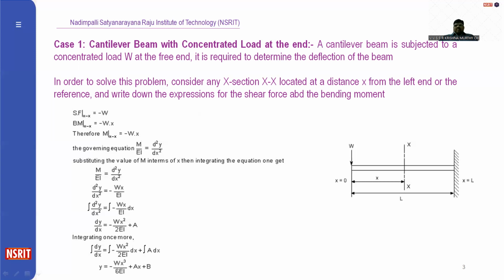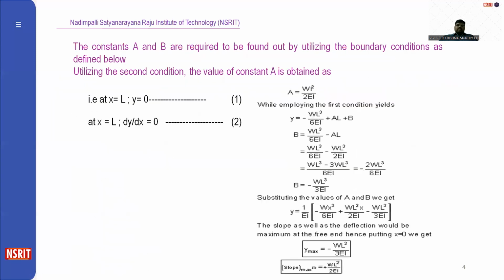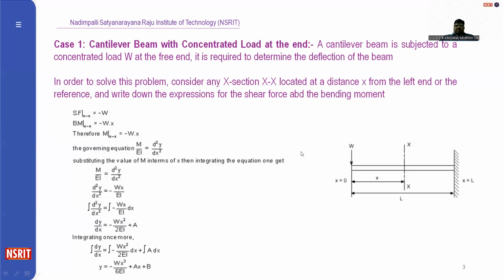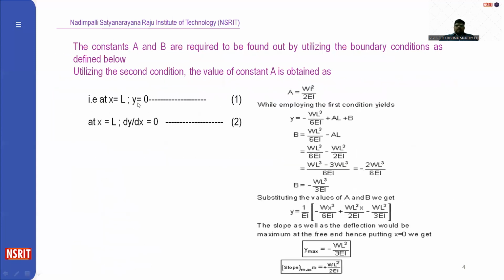Now I will take the different conditions from x equal to 0 to L to get the constants A and B. For finding the constants A and B, I take the boundary conditions. At x is equal to L, the beam is fixed, so the deflection will be 0, and the slope dy by dx will also be 0.